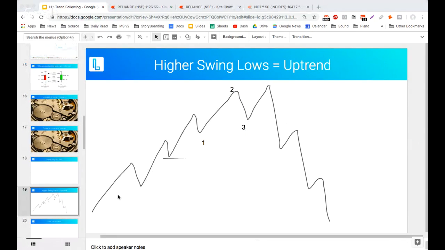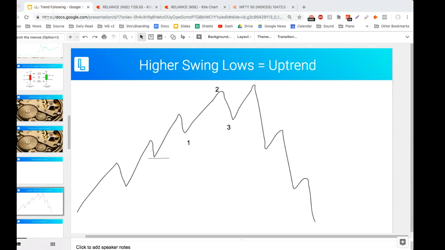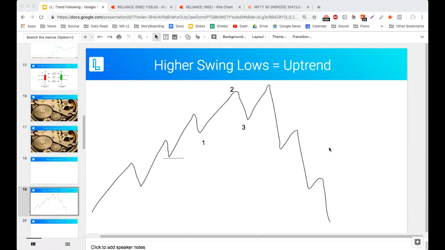So I'll give you a clue. Higher swing lows is an uptrend, lower swing highs is a downtrend. But could you tell me, if you had to guess, at what point does the point number 2? Point number 2, okay, but point number 2 is a higher swing high, not really. At what point? I'll tell you, it's point number 3. And not exactly that point. It's right here. As soon as a candle breaks the low of a swing low, the uptrend is in danger.